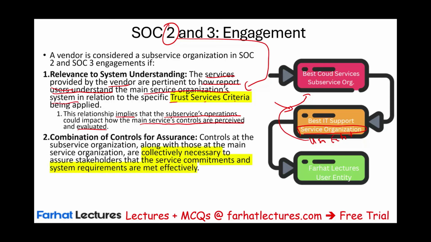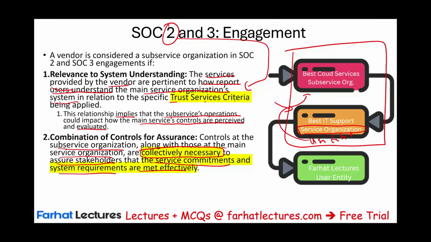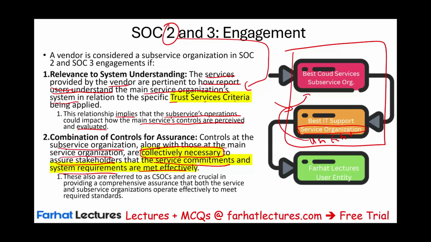Why? Because they are CSOCs. They are connected together. Combinations of controls for assurance. In other words, they work together. Controls at the subservice organization, along with those at the main service organization, are collectively necessary to assure stakeholders that the service commitments and system requirements are met effectively. In other words, you have to look at both in order to understand the trust services criteria being applied.